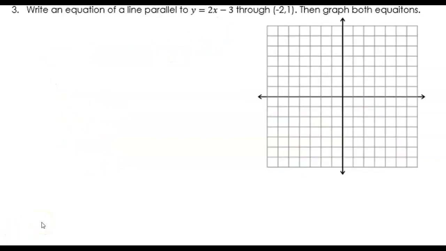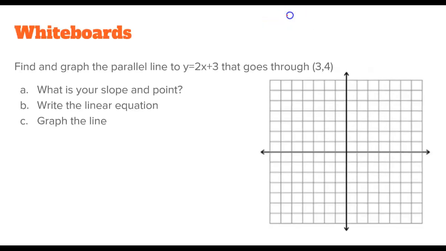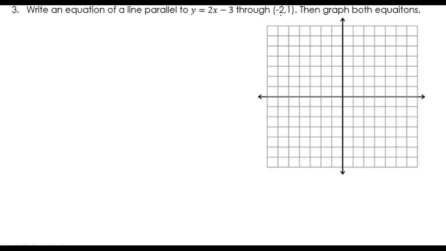Okay, so now we're asked to find a parallel line that passes through the point negative 2, 1, and then graph both of these equations. We can already graph our first line, and we want a parallel line to that. That means they're going to have the same slope. We just don't know where the y-intercept is. But we do have a point right here that we can use to help us figure that out.